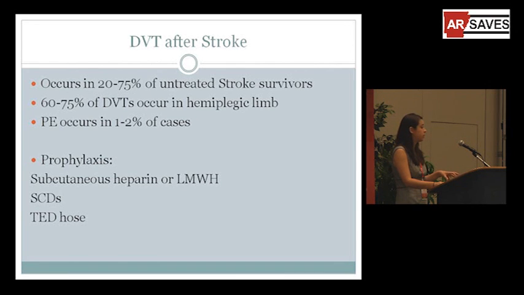And so in the rehab literature, it is recommended that all patients after acute stroke who have any sort of motor weakness be placed on DVT chemoprophylaxis with either subcutaneous heparin or low molecular weight heparin to prevent DVT acutely. You can also use SCDs, like I mentioned earlier, for treatment of edema as well, and then compression stockings or TED hose.